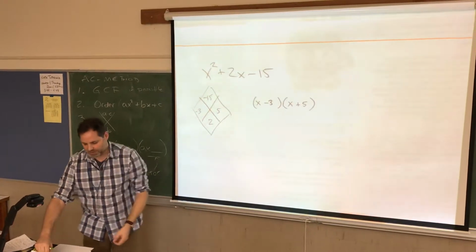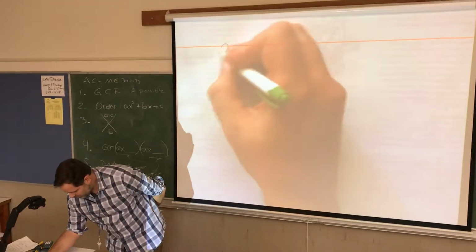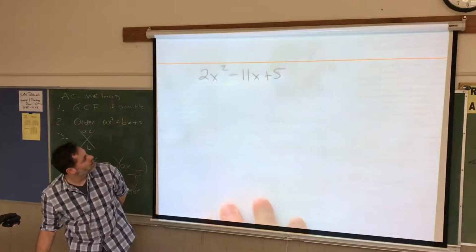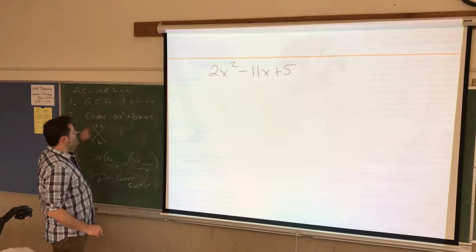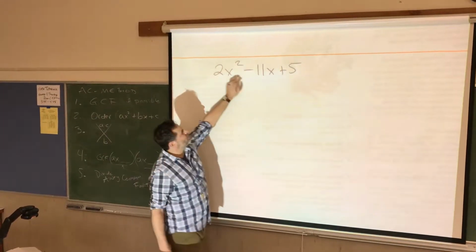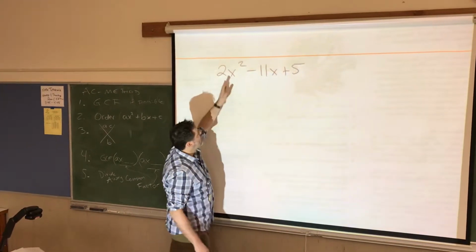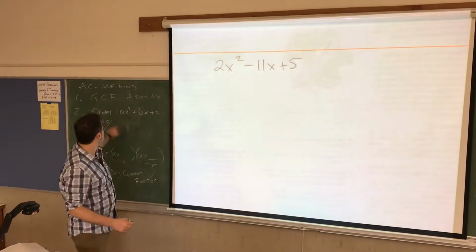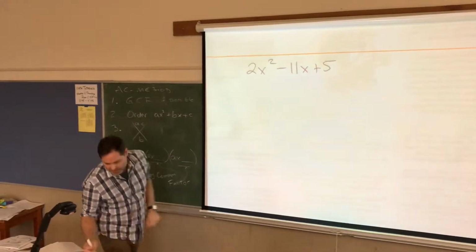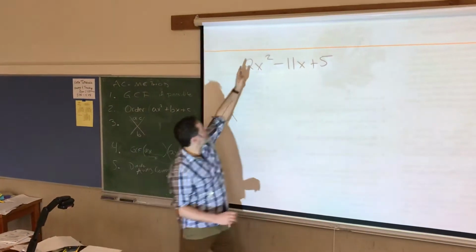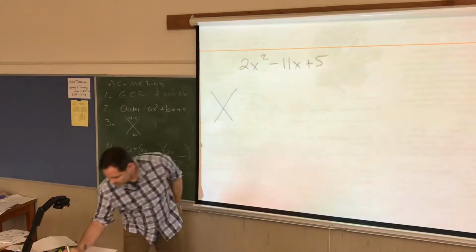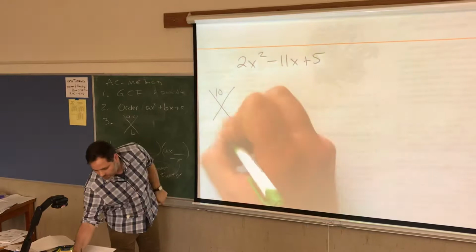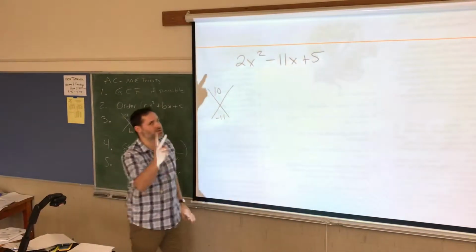AC method, problem number 2. 2x squared minus 11x plus 5. Again, we're going to start by looking for a greatest common factor. 2, 11, 5, nothing in common. X squared, x, no x, nothing in common. Okay, no GCF. Order is good, diamond. A times c. Keep the b down low. Now we look for 2 numbers.